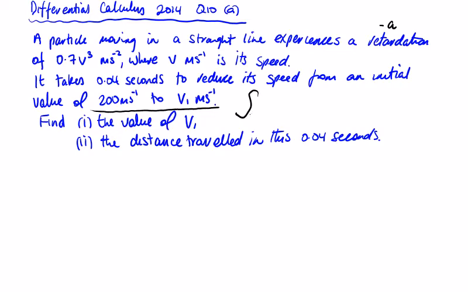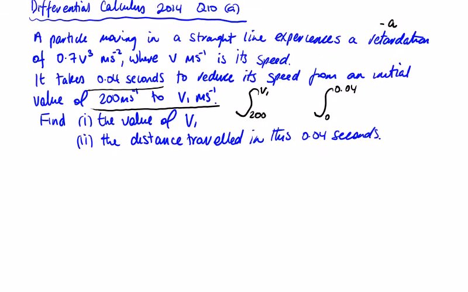So we know we're going to be looking at integration here, 200 initially up to v1. And my t value is 0.04, starting at 0. So find the value of v1. Okay, so we're looking at acceleration. v is equal to u plus at. So we're dealing with v and a here, or v and t.